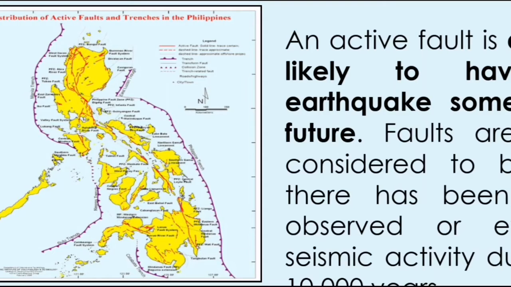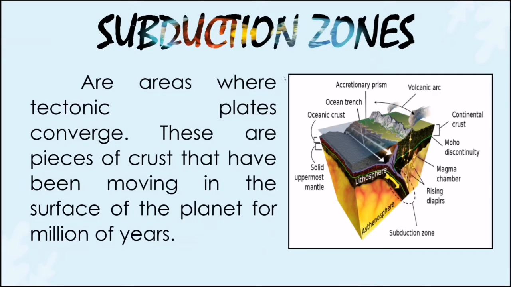Okay. So let us now talk about the subduction zones. Subduction zones are areas where tectonic plates converge, meaning they tend to move towards each other. So these two tectonic plates collide with one another as they move towards each other. These plates are pieces of crust that have been moving on the surface of the planet for millions of years. So why millions of years? Because in a span of time, we cannot really feel the movement in the tectonic plates because it just moves in centimeters, but it happens anyway.